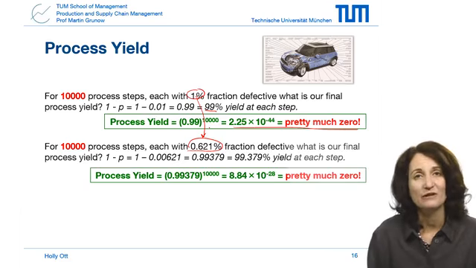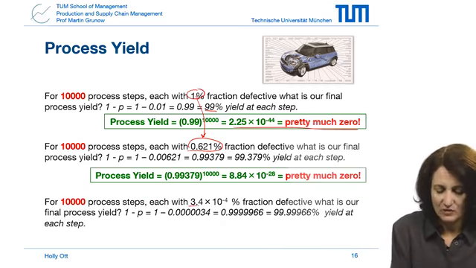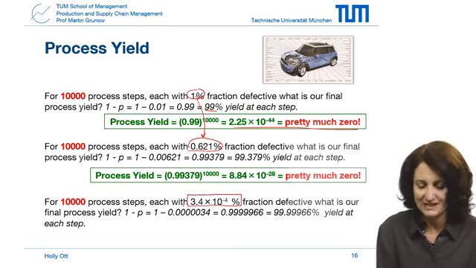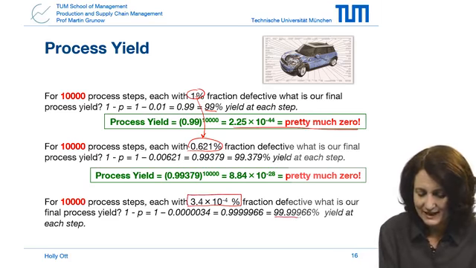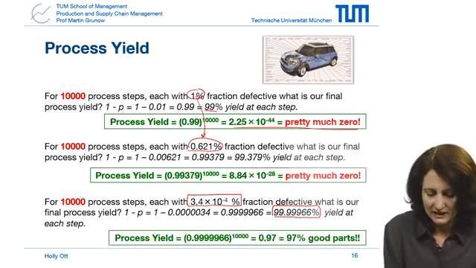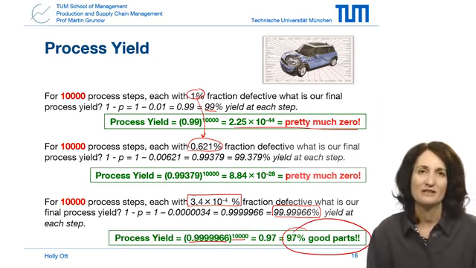What happens if we go to extreme measures and each process step has only 3.4 times 10 to the minus 4th fraction defective, meaning that each process step has 99.99966% yield. What do we get? Well, if we do that, 99.99966% to the power of 10,000, we end up with 97% good parts.